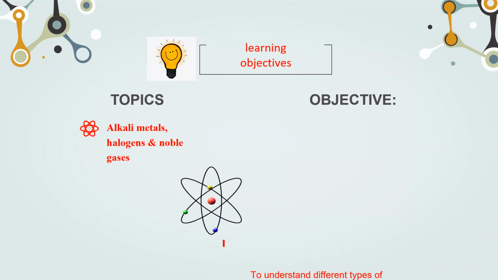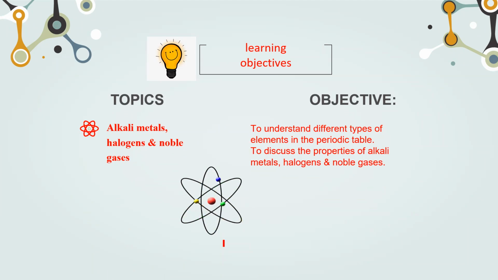Dear students, today my topic of discussion is alkali metals, halogens, and noble gases. And inshallah, at the end of this lecture, you will be able to understand the different types of elements in the periodic table. Also, you will be able to discuss the properties of alkali metals, halogens, and noble gases.